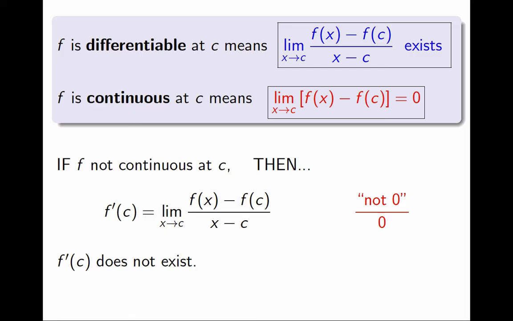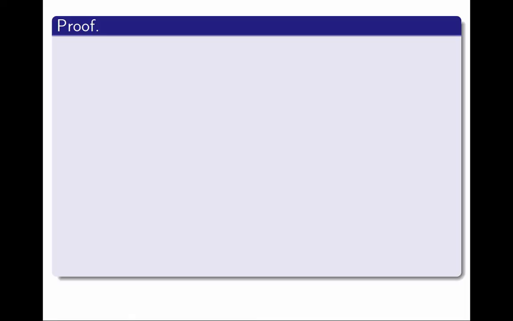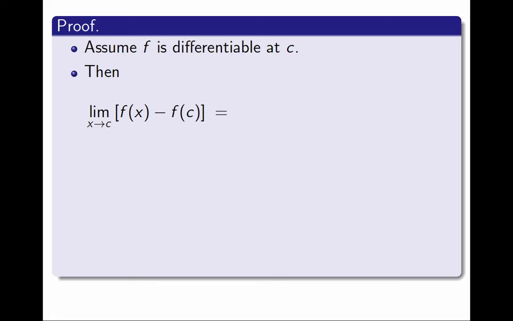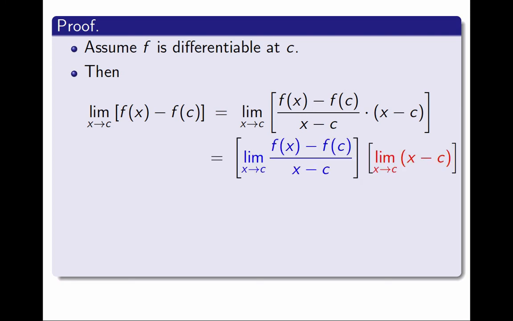But we can do better. We can write a formal proof. Let's do it. Assume f is differentiable at c. Then, I write the limit of f(x) - f(c). I multiply and divide by x - c. Now I have the product of two functions, so I use a limit law, and the limit is the product of limits. The first limit I recognize as the derivative f'(c), and the second limit is 0. So the product is 0.